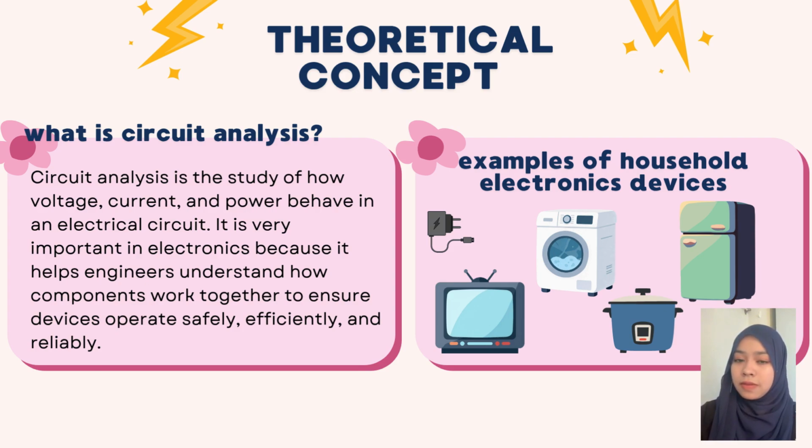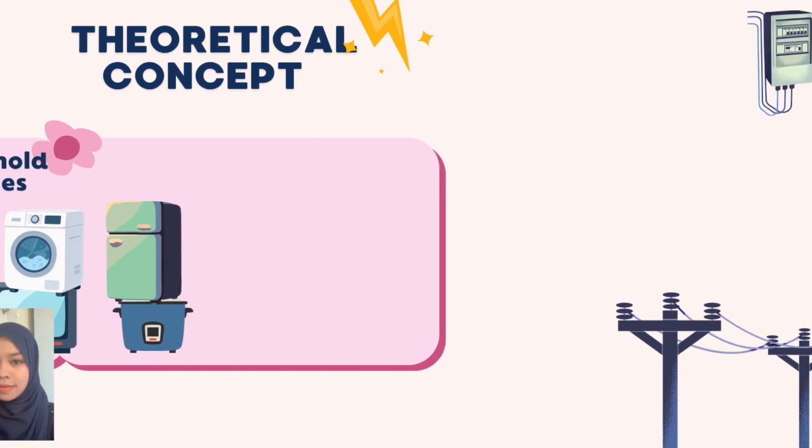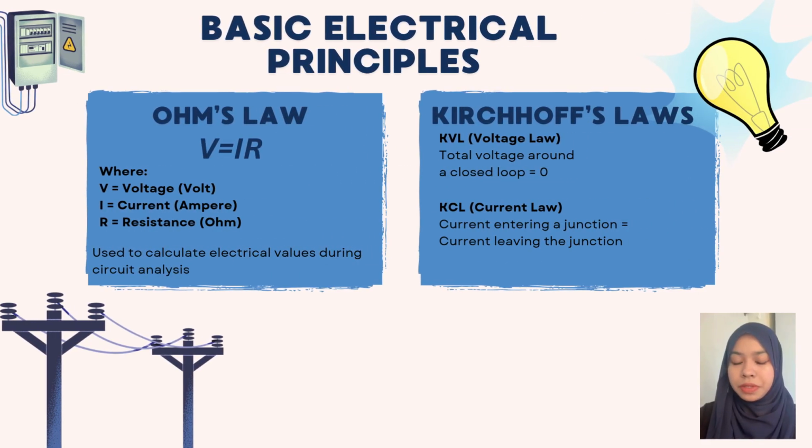In our daily life, circuit analysis is applied in many household electronic devices. For example, devices such as television, washing machine, refrigerator, and rice cookers. Next is basic electrical principle. First is Ohm's law, which is represented by the formula V equals IR, which shows the relationship between voltage, current, and resistance in a circuit. This law is commonly used to calculate electrical values during the circuit analysis.